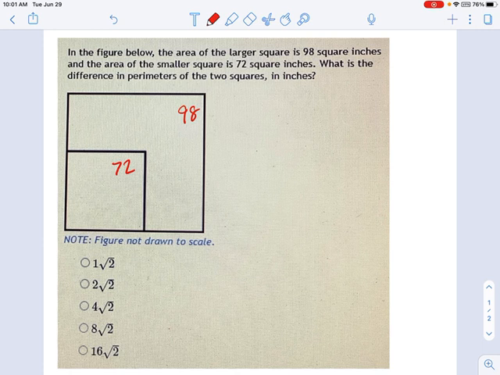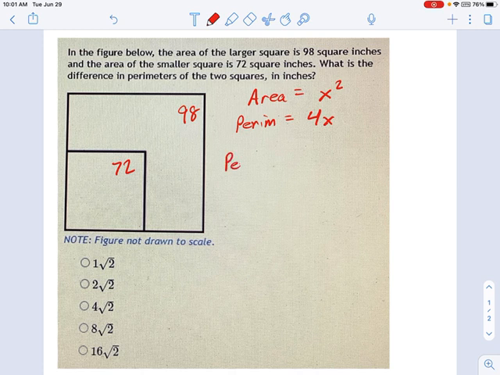Now, it's helpful to remember some properties of a square, which is that the area of a square equals the side length squared. That's why it's called a square. And the perimeter is equal to all the sides added up. And since all the sides are the same, it's just going to be x plus x plus x plus x, right? That's 4x. So let's use this to figure out the perimeter of the big square and the perimeter of the little square, and then we can figure out the difference in the two perimeters.